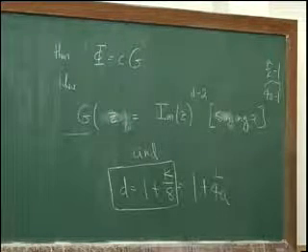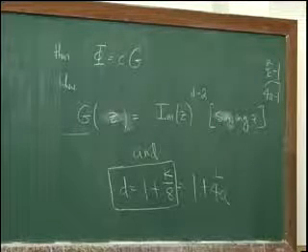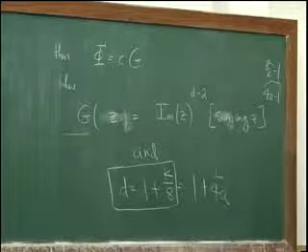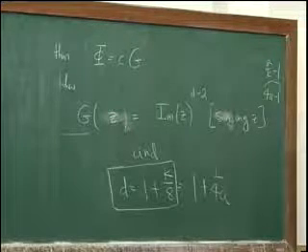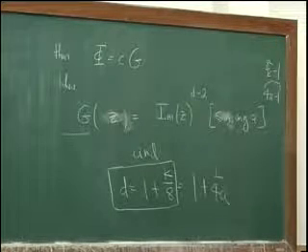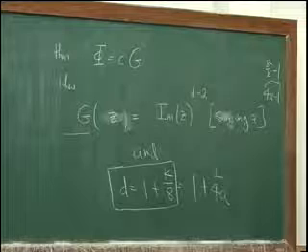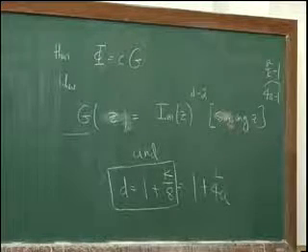So, 1 plus 1 over 4a, this is just written in terms of a rather than kappa, since kappa equals 2 over a. Yeah, 1 plus 1 over 4a.